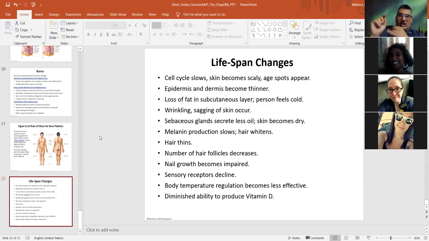Nails, impaired. Hair starts to fail, it becomes thinner. Melanocytes, less active. Sebaceous glands, less active. You start to get wrinkling and sagging of your skin and so on. So basically everything deteriorates. Whatever you learned about the function of the skin, you say deteriorate, you will get it with age. I think that's it for this chapter.